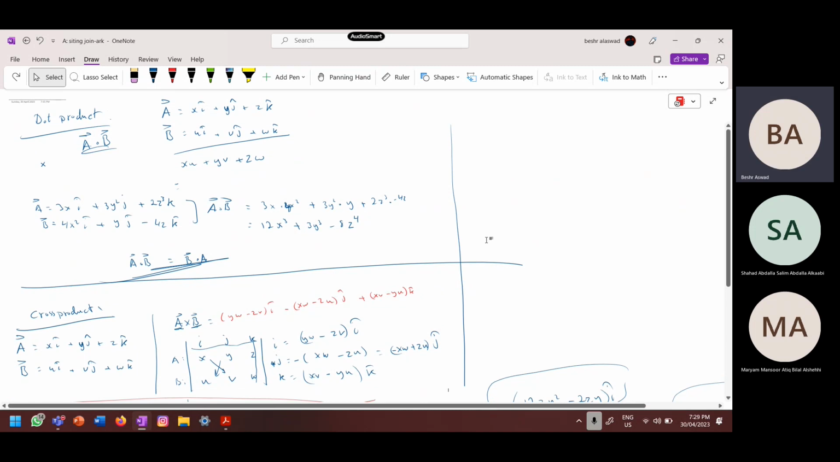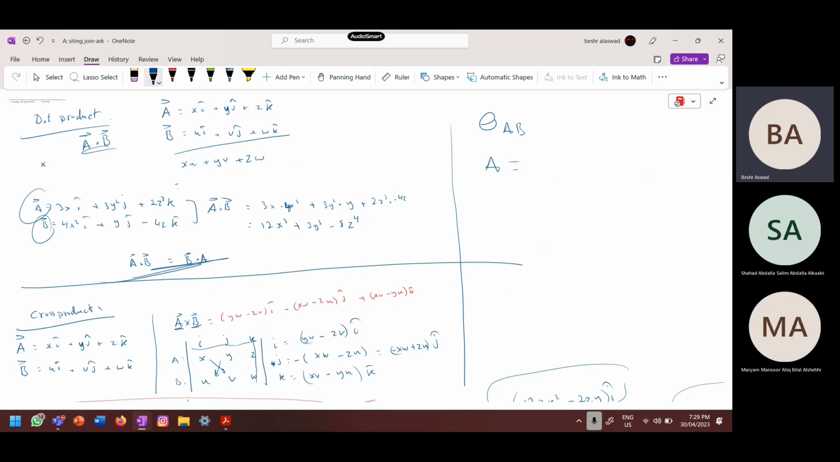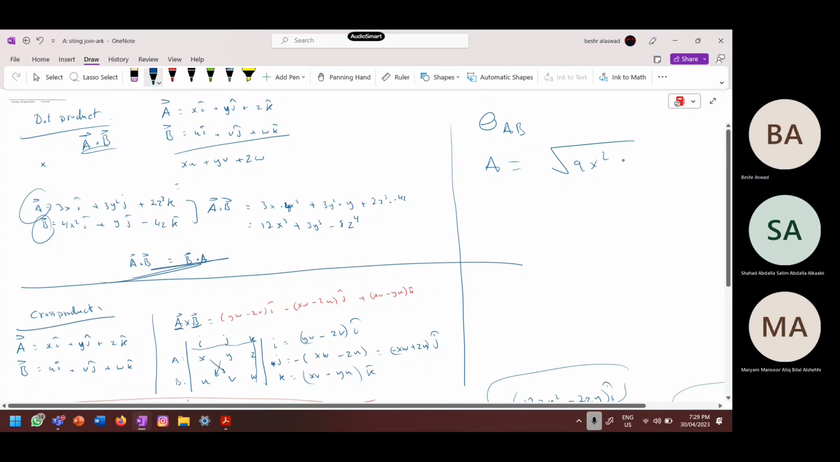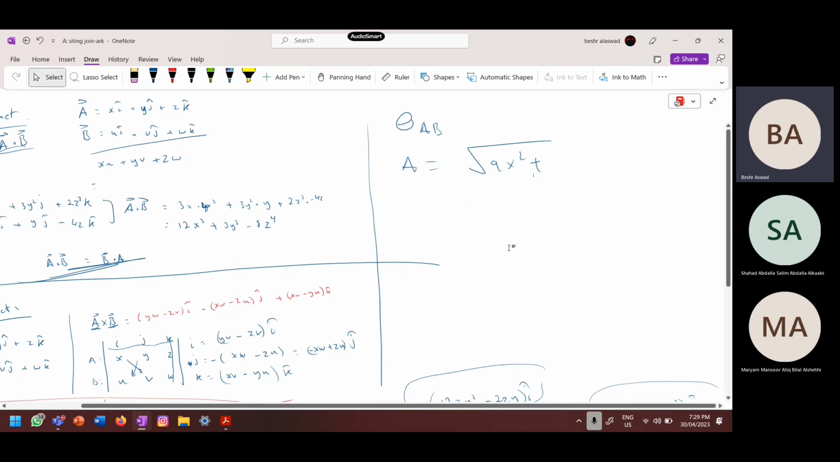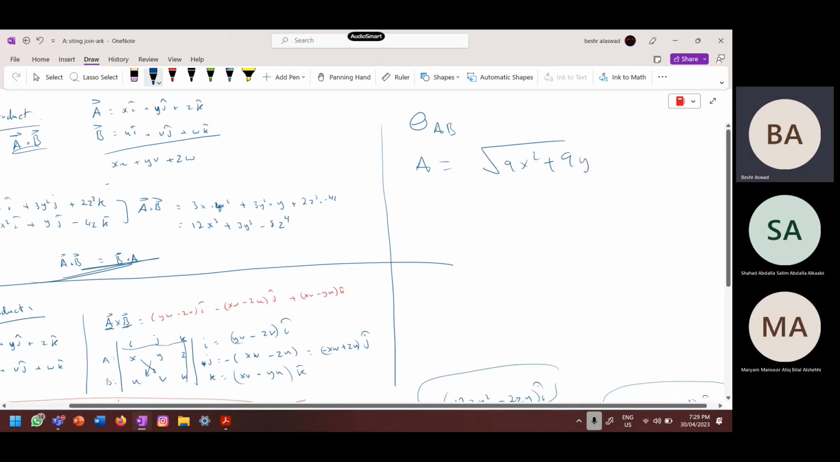First, if you want to find the angle between A and B, you need to find the magnitude of vector A and the magnitude of vector B. So the magnitude of vector A is equal to the square root of 9x squared, doing the multiplication, or you can apply the power directly, plus 9y to the power 4 plus 4z to the power 6. Okay, this is very complicated.